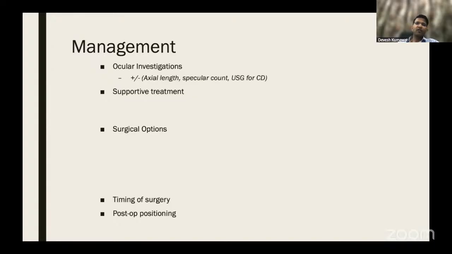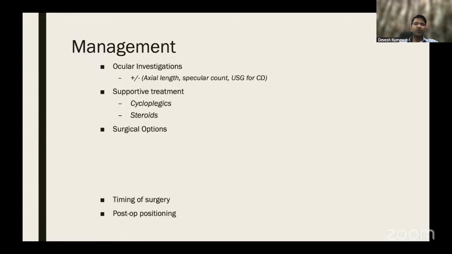Now, ocular investigation that might be done in such a patient include axial length, when you want to know whether the patient is myope in that eye or in the fellow eye. Then specular count if the patient is pseudophakic and had undergone a complicated cataract surgery. So you would like to know the health of the endothelium. And if there is suspicion of choroidal detachment, then you would like to do an ultrasound to look for choroidal detachment in the periphery.